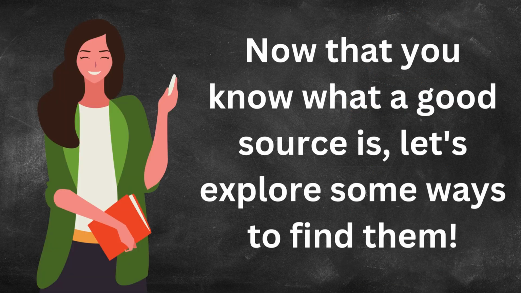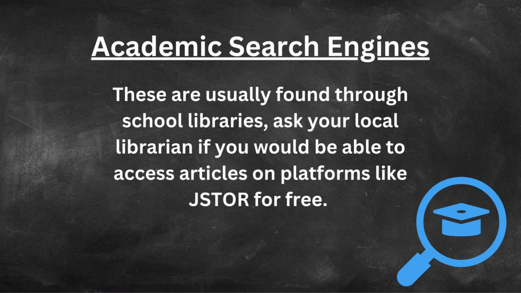So now that you know what a good source is, let's try and explore some ways that we can find them. The first thing we'll look at today is academic search engines. These are usually found through school libraries, so you can ask your local librarian if you would be able to access articles on platforms like JSTOR for free.